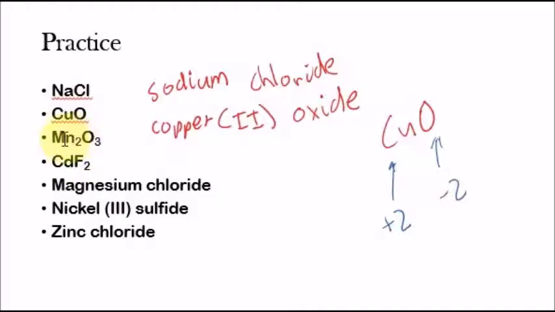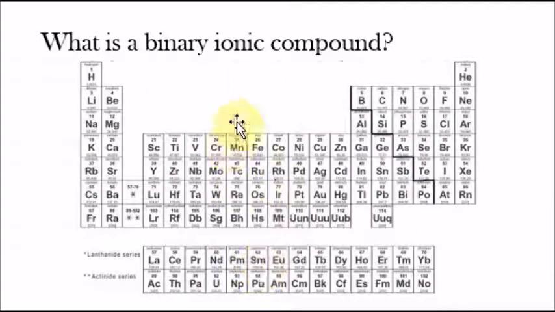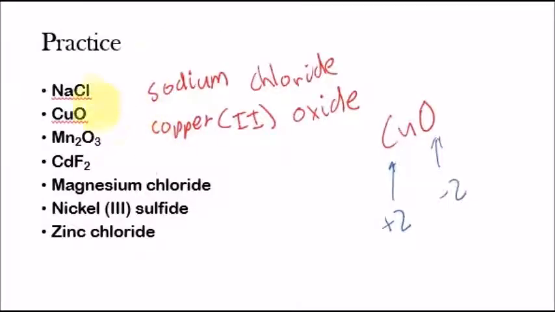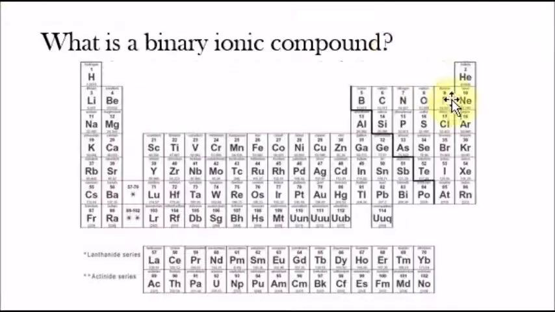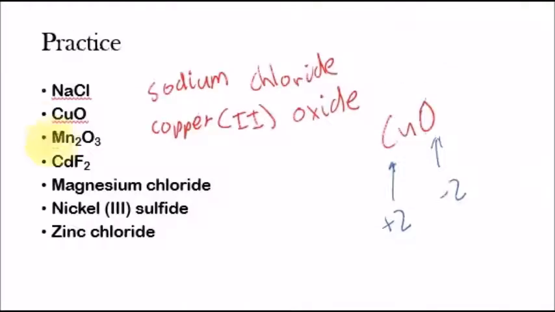First things first, let's make sure it's a binary ionic compound. Our first metal here is manganese. Manganese is indeed a metal, because it's to the left of the zigzag line, and it is a transition metal because it's in this section of the periodic table. So we know we're going to have to use Roman numerals to identify our oxidation state. And then we have oxygen right here, and oxygen is a nonmetal, so we have metal plus nonmetal, so this is a binary ionic compound.